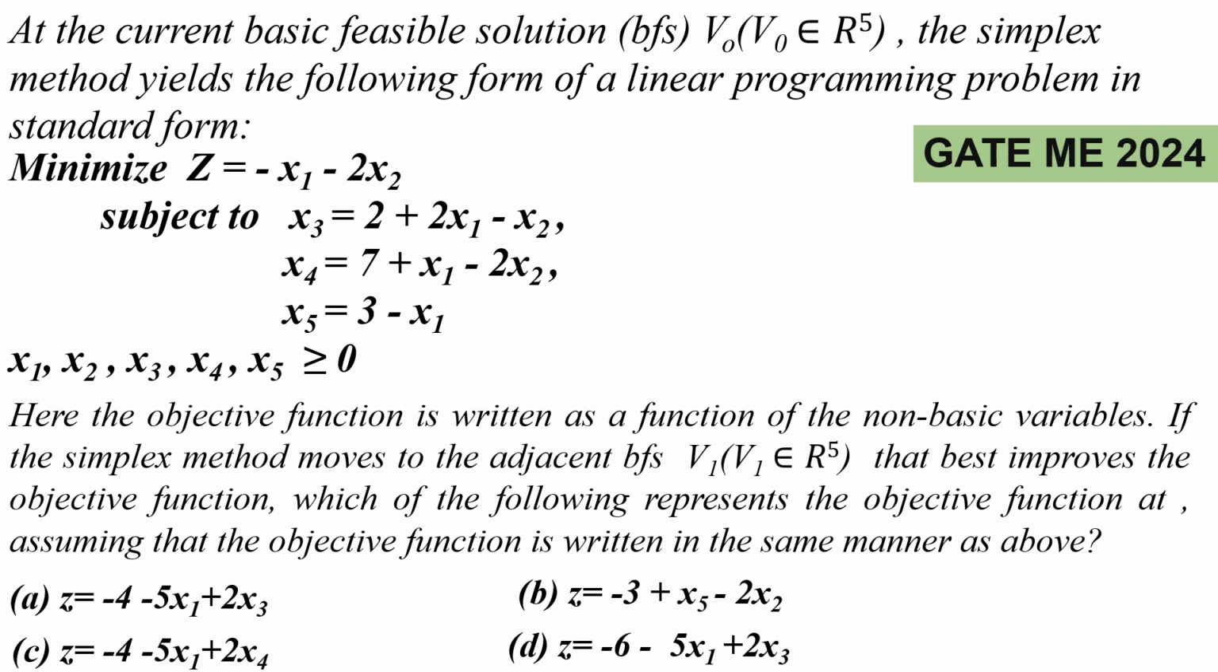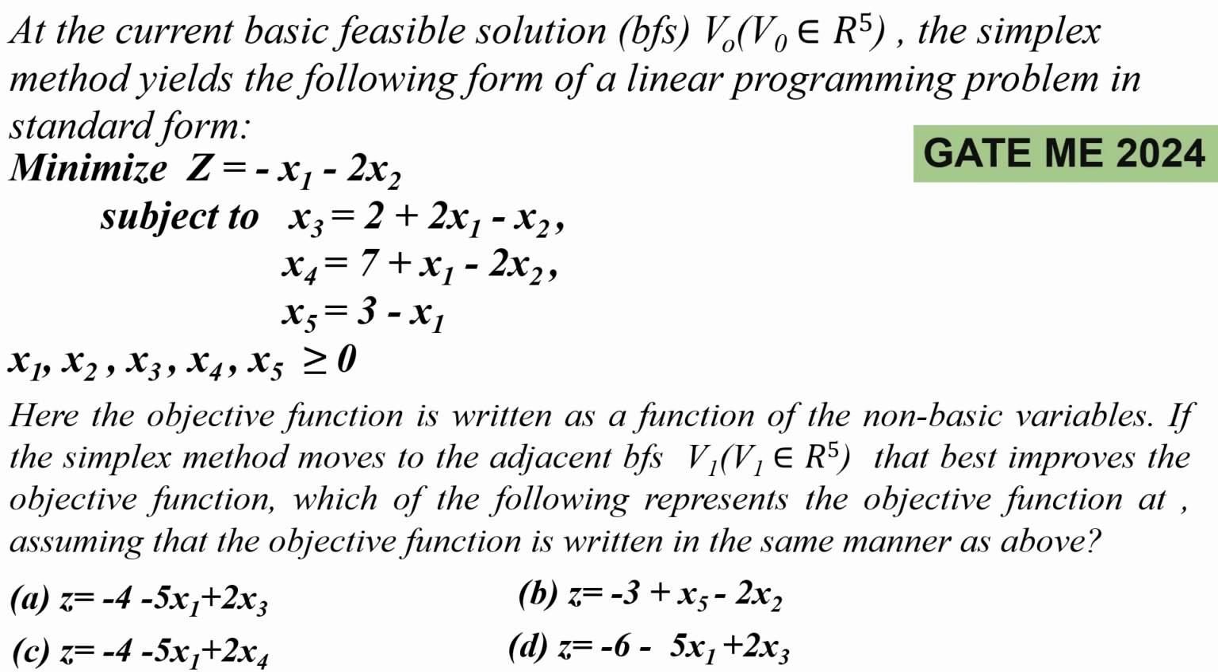Minimize z equal to minus x1 minus 2x2 subject to x3 equal to 2 plus 2x1 minus x2, x4 equal to 7 plus x1 minus 2x2, x5 equal to 3 minus x1, and x1, x2, x3, x4 and x5 greater than or equal to 0. Here the objective function is written as a function of the non-basic variables.